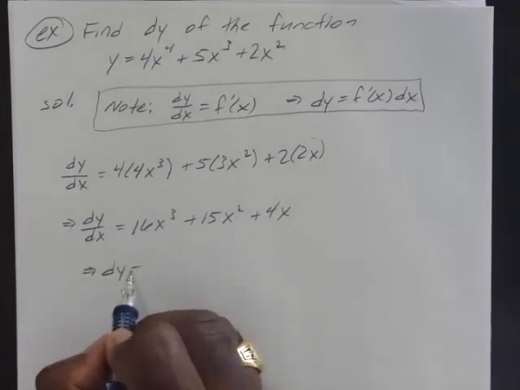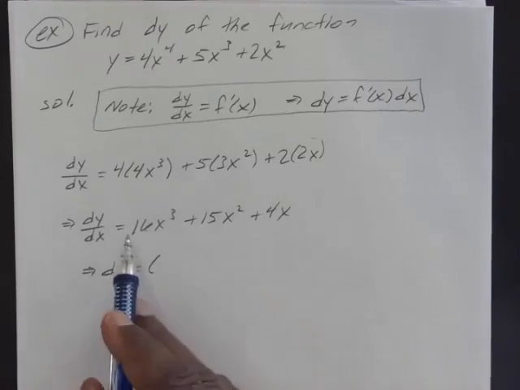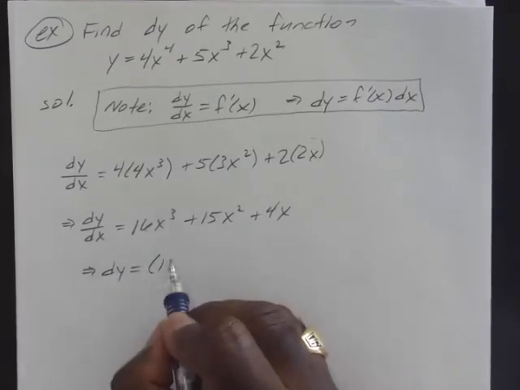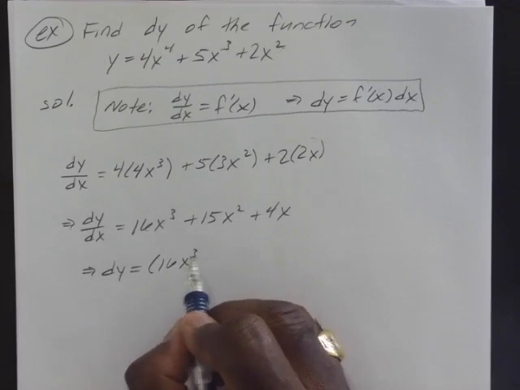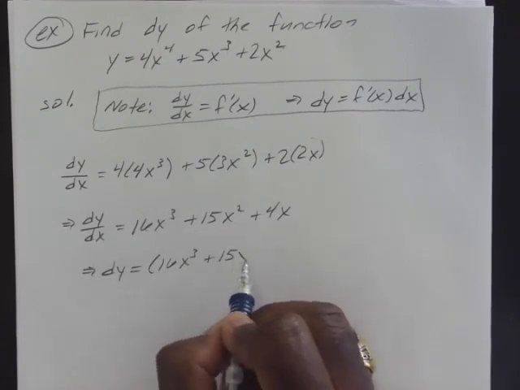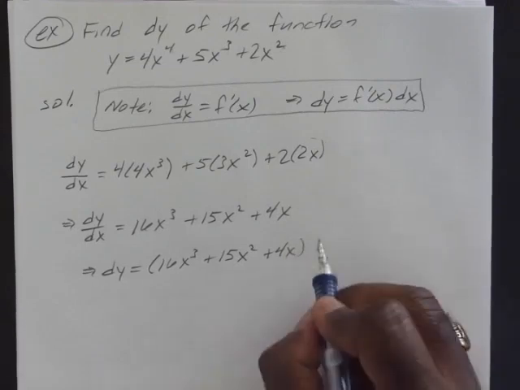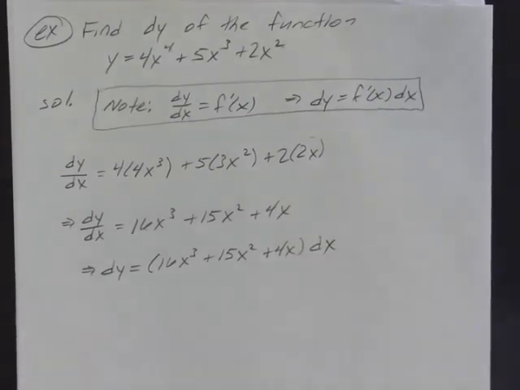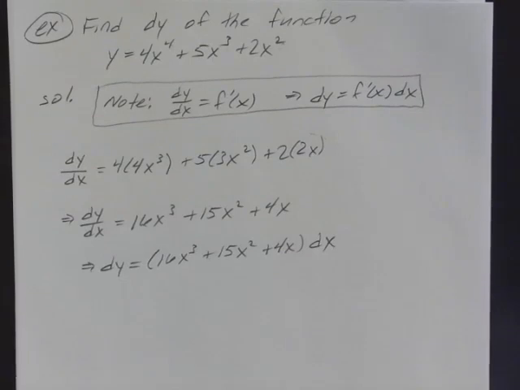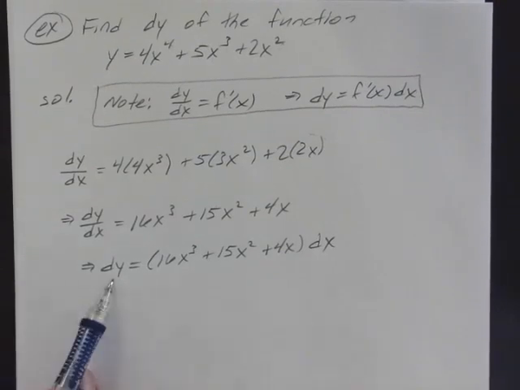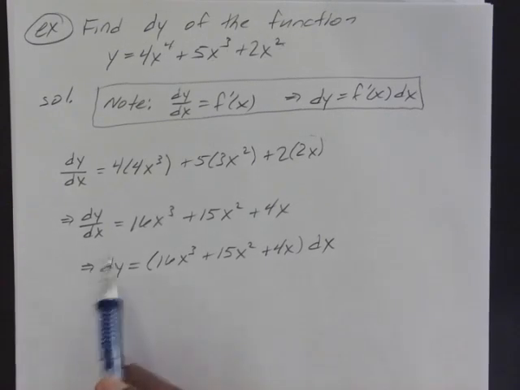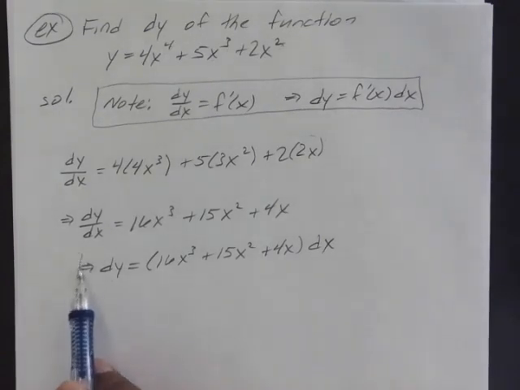It means your dy is just equal to this entire derivative, 16x to the third power plus 15x squared plus 4x with respect to x. So really all you have to do is find the derivative, and you can put it in differential form with no muss and no fuss.